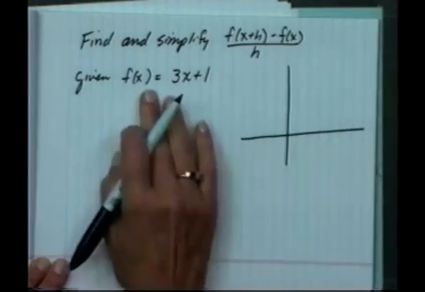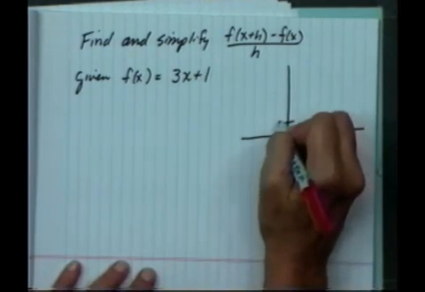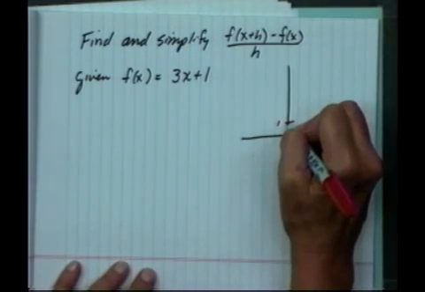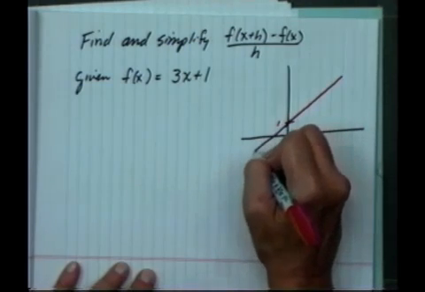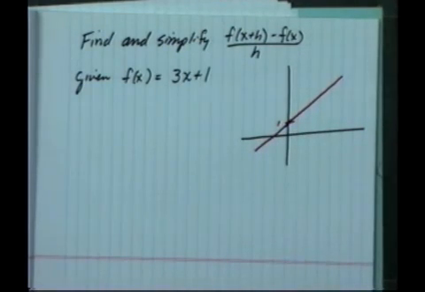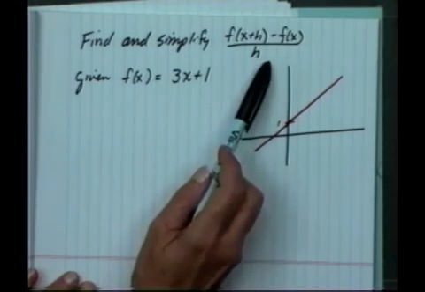What's the graph of y equals 3x plus 1? Y-intercept is at 1. Okay, it's the graph of a straight line. The y-intercept is 1, slope is 3. So the slope is 3 over 1, so it's going to look something like this. All right, so this is a graph of a straight line. And this problem is asking me to find and simplify the difference quotient.